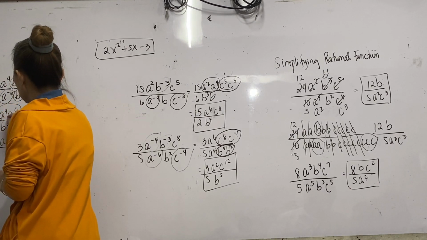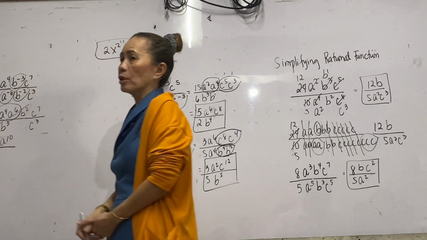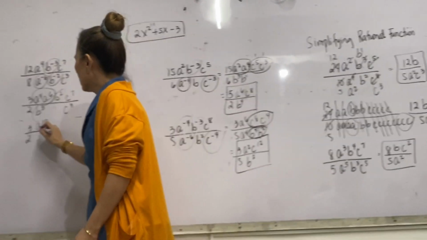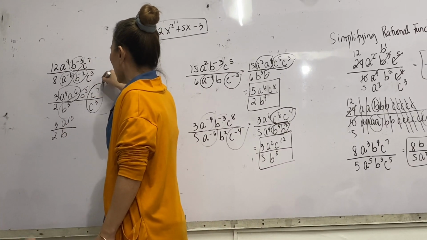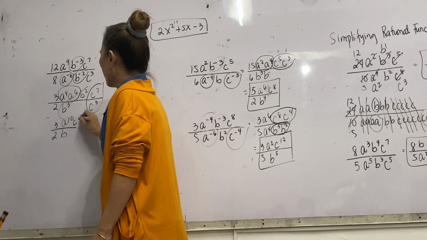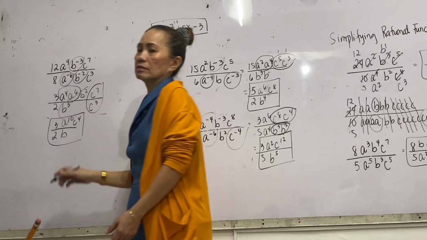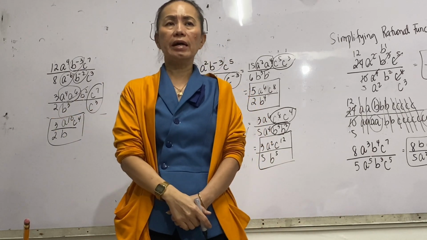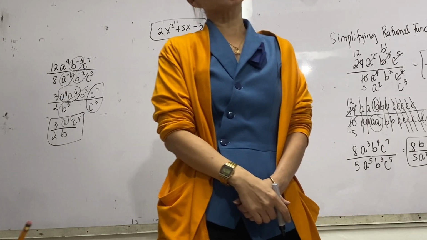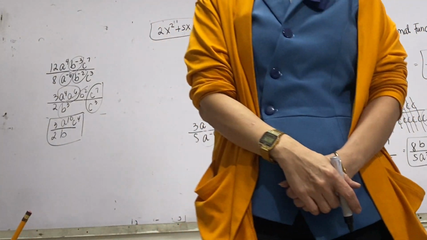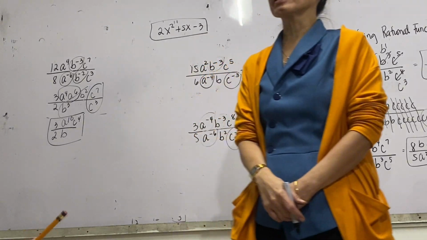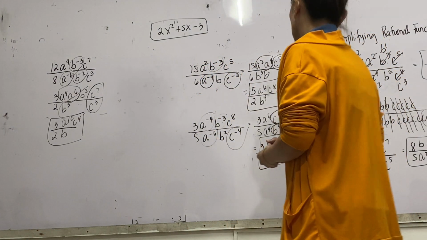Then, isang taas, isang baba, we subtract. So, b. It means b raised to 1. And then, we subtract. So, c^4. Got this answer. Okay. Pag tayo nagsusubtract, kung nasaan yung mataas na exponent, nandoon po yung letter. Nagkakaintindihan po ba? Okay, next.